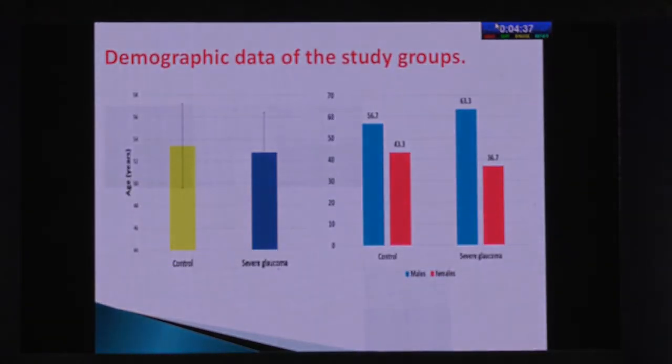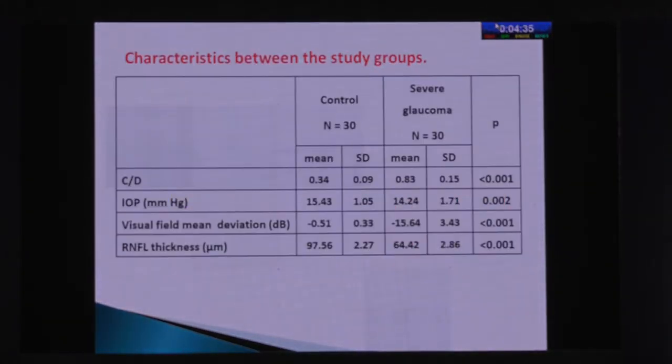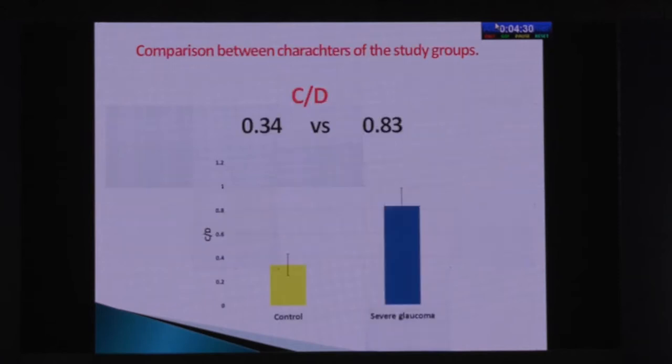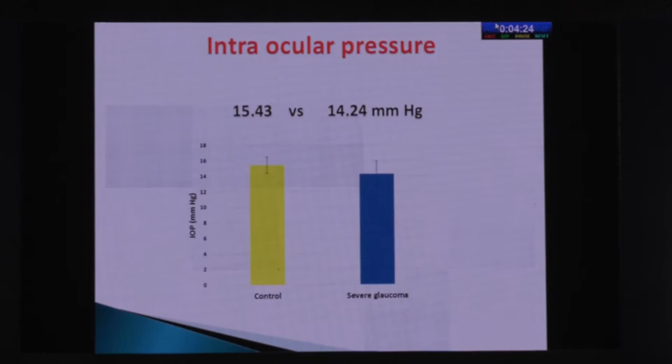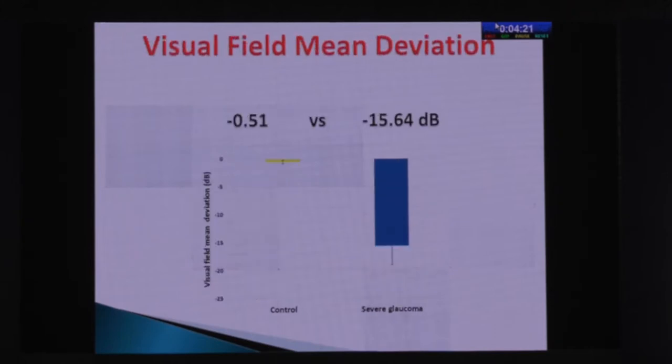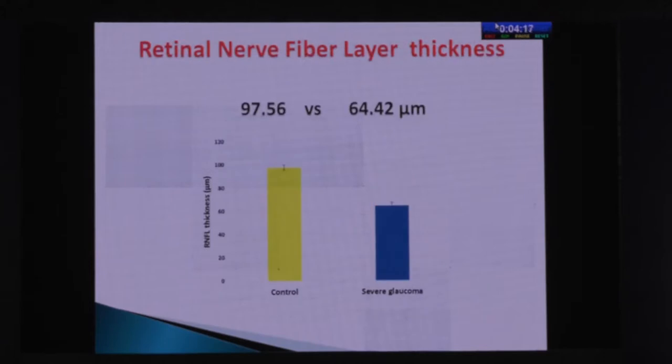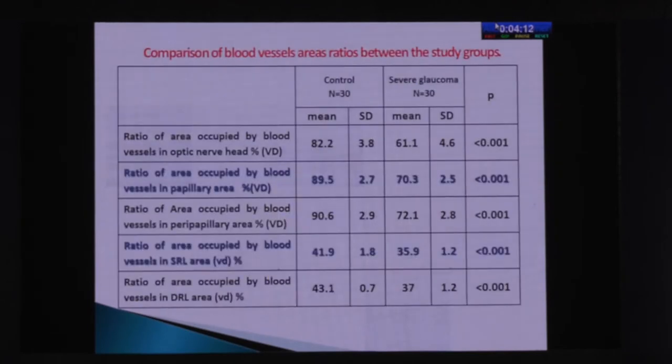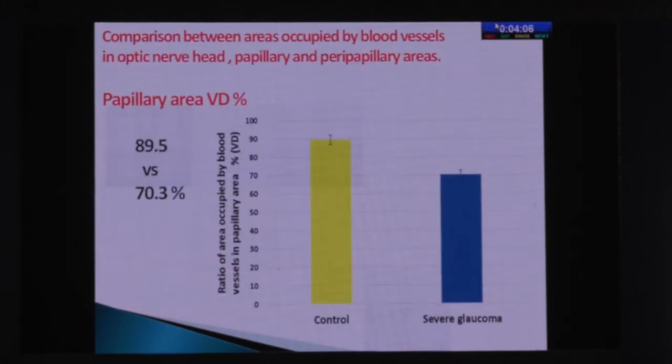This is the demographic data of the study group, and this is the difference between the control and severe glaucoma: CD ratio 0.34 versus 0.834 in severe glaucoma, intraocular pressure, and visual field mean deviation. Retinal nerve fiber thickness was less in severe glaucoma patients. And this is the comparison of blood vessel ratios between the study groups. This is the papillary area.